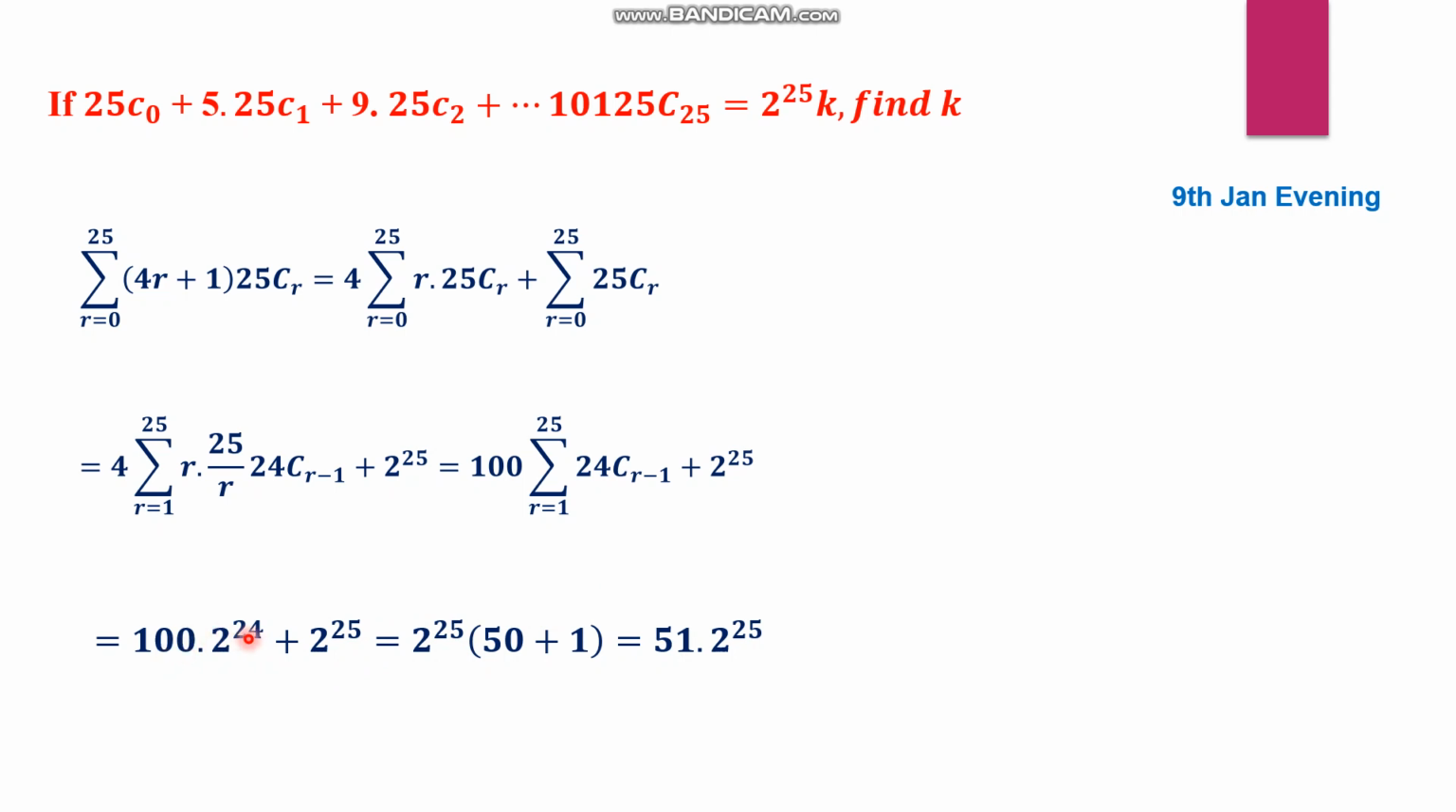So if I take 2 power 25 as common, here when you take 2 outside, we are left with 50. Here 1, so that is 51 into 2 to the power 25. Hence, the value of k is 51.